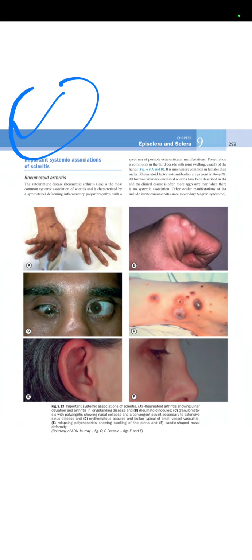As we have discussed earlier, scleritis is most commonly associated with systemic inflammatory disorders and very rarely with infective disorders. So whenever a patient with scleritis comes to you, you have to rule out the systemic associations of scleritis, systemic inflammatory disorders. First of all, most important, rheumatoid arthritis.